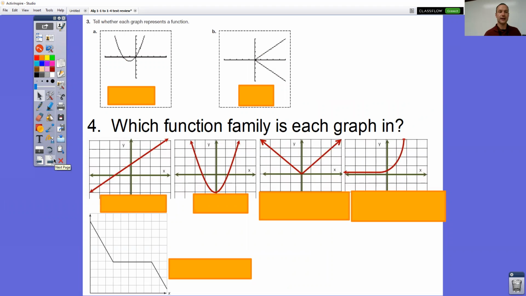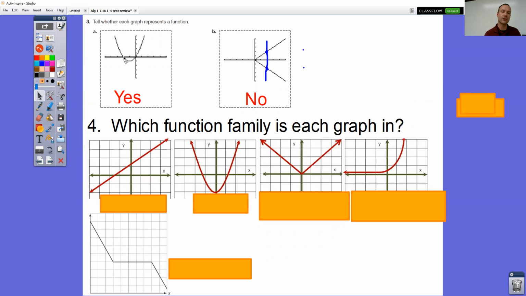In question number 3, tell whether each graph represents a function. Remember, for it to be a function, it has to pass the vertical line test. If it fails the vertical line test, meaning that there's 2 dots directly above each other, all right? If there's 2 dots right above each other, it fails the vertical line test, so it's not a function. In letter B here, there are dots all along this, so there could be a dot right here and a dot right here. Those are directly right above each other. We could draw a straight line going down. That fails the vertical line test, so that is not a function.